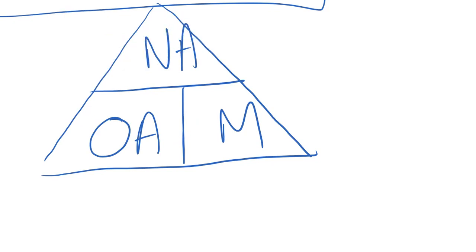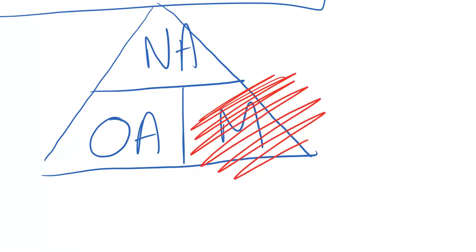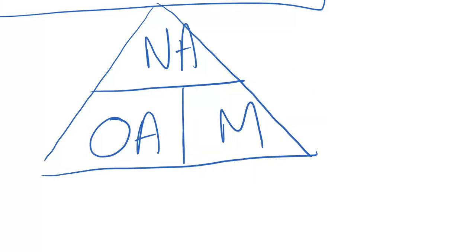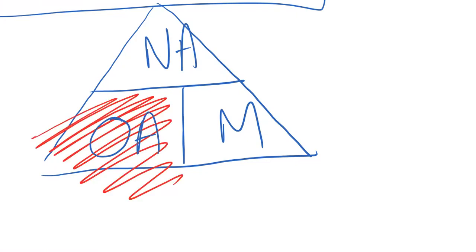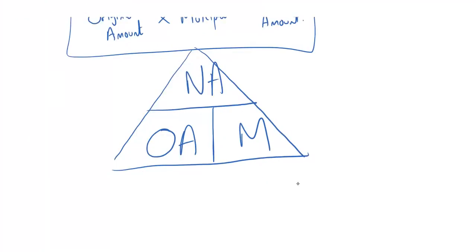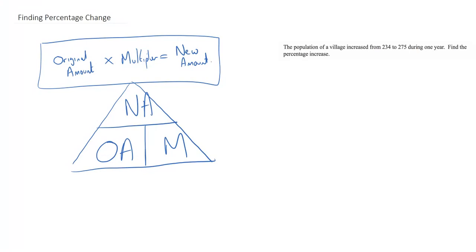If I am looking for the multiplier, then I cover up the multiplier and I'm left with the NA and the OA. Well, one's above the other, so it's like a division. That multiplier is going to be the new amount divided by the original amount. And finally, if I wanted to find the original amount, I put my finger over it, I cover it up, and that reveals to me that it's going to be the new amount divided by the multiplier. So this triangle is a really, really powerful way to work out reverse questions or percentage change questions.